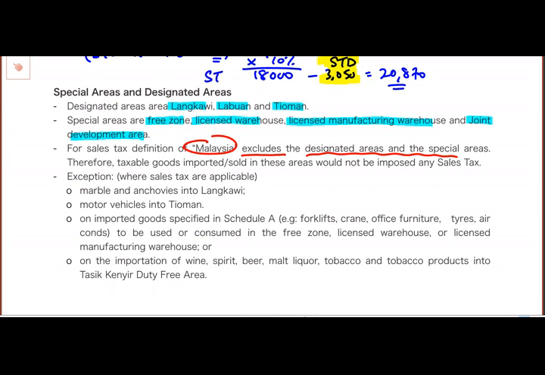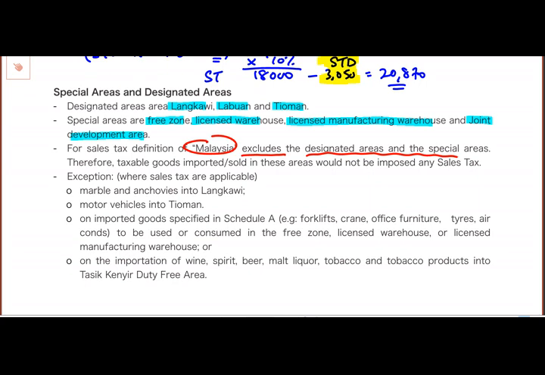Because these are not technically part of Malaysia for the purpose of sales tax, if you have any taxable goods that are imported or sold in this area, you don't have to impose sales tax. But not everything. There are exceptions. These are the exceptions where sales tax will still be imposed. Example, if you import marble, anchovies into Langkawi, motor vehicles into Tioman, imported goods in Schedule A that will actually be used in the designated area, the special area, alright?